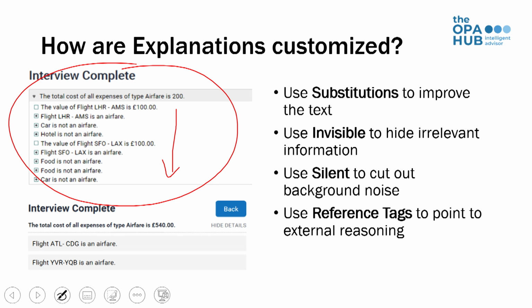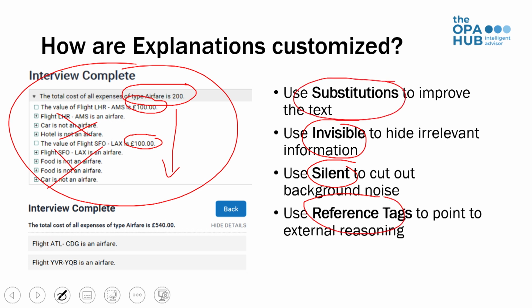Basically, if you look very carefully, what you're really interested in is the total cost of airfares. You're interested in that one and that one. Everything else is essentially, for the most part, I would say, irrelevant. It's background noise. By working hard to produce and use invisible attributes, invisible explanation options, silent explanation options, by adding reference tags, and using substitutions, this is what we end up with. Far more clear, far more logical, and removes all the background noise.